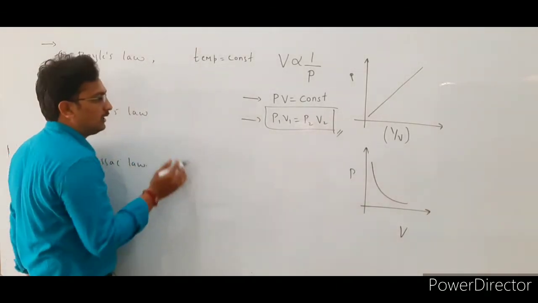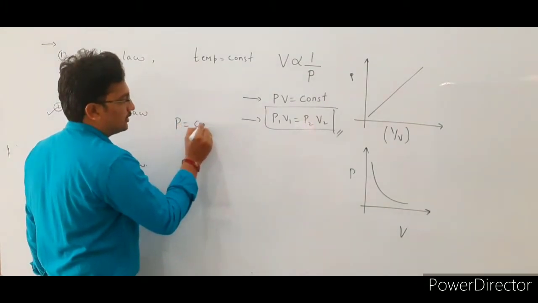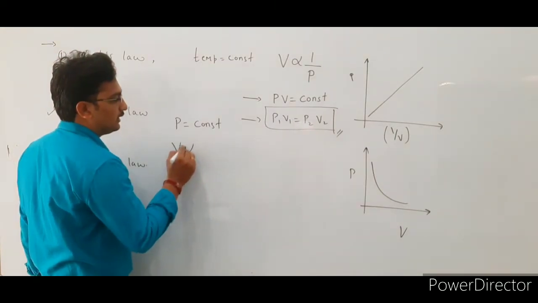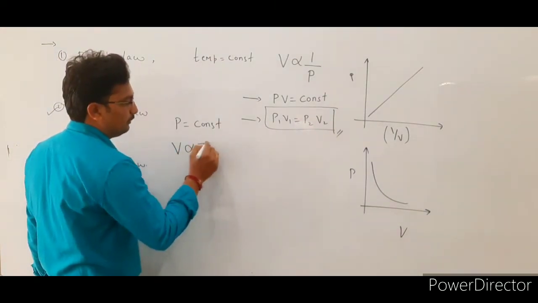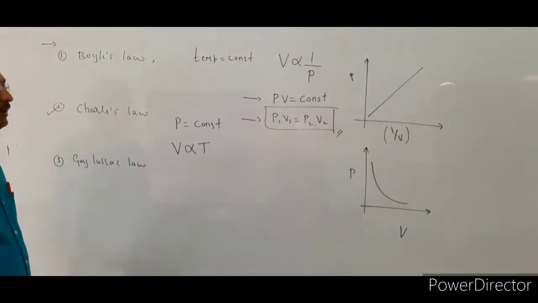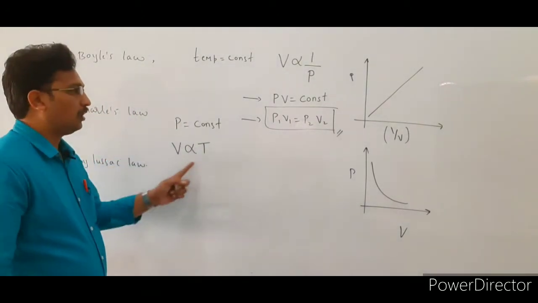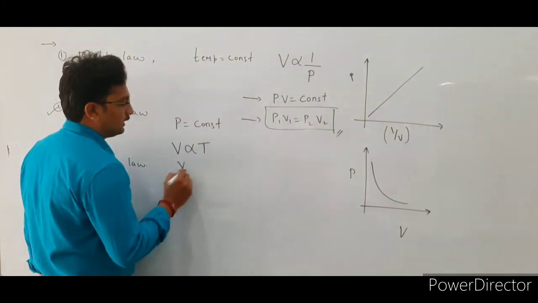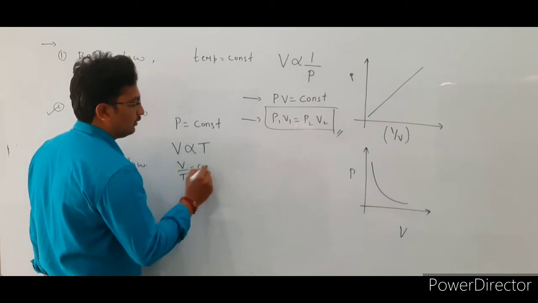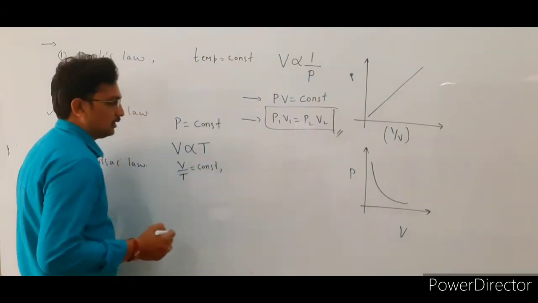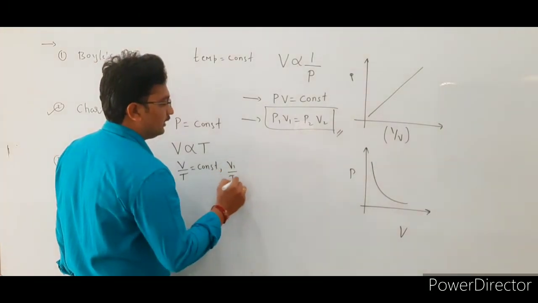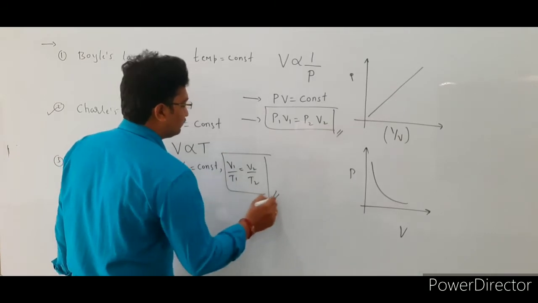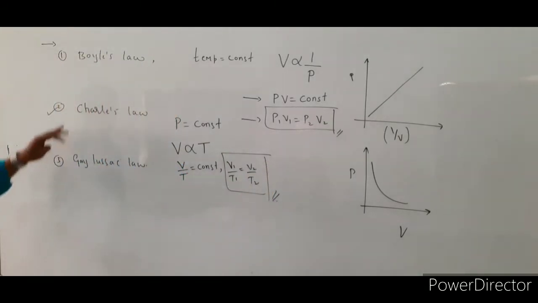The next one is Charles's law. What is the statement of Charles's law? At a constant pressure, the volume of a given mass of a gas is directly proportional to temperature. In general, V by T is equal to constant, or V1 by T1 is equal to V2 by T2, right? This is the second law, Charles's law.